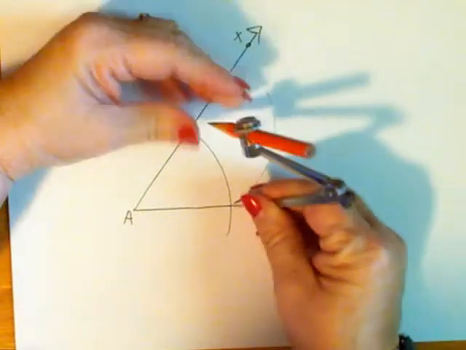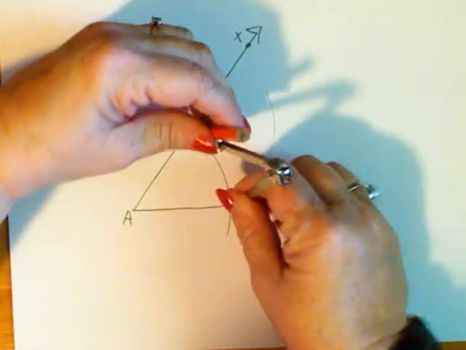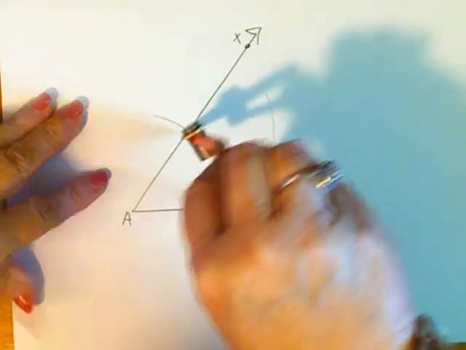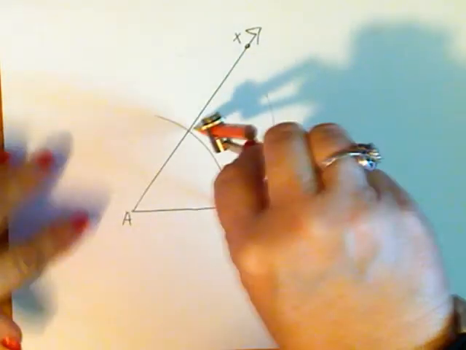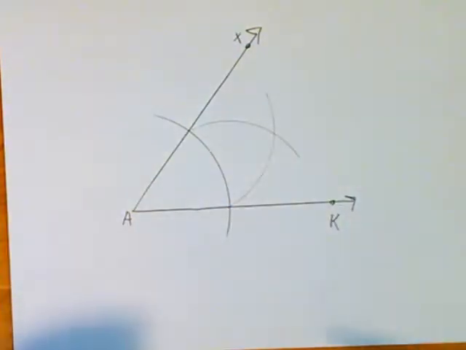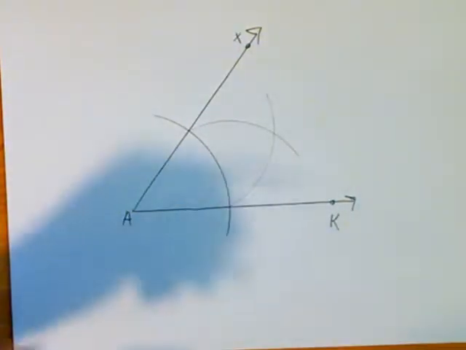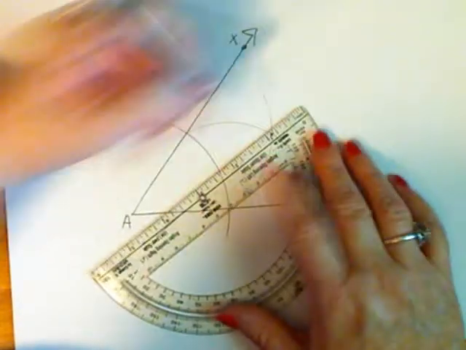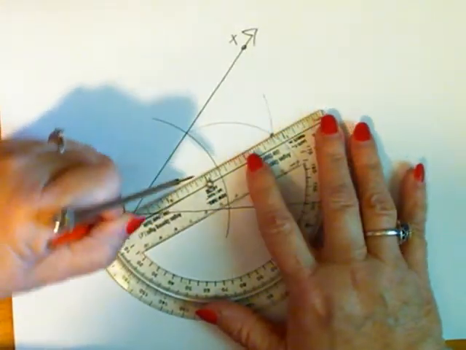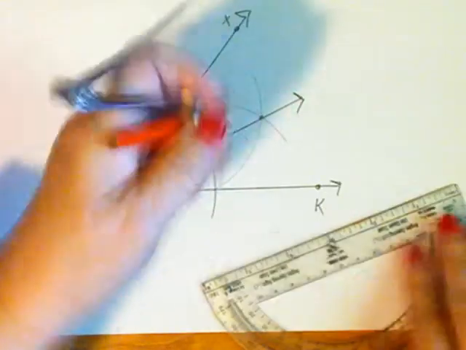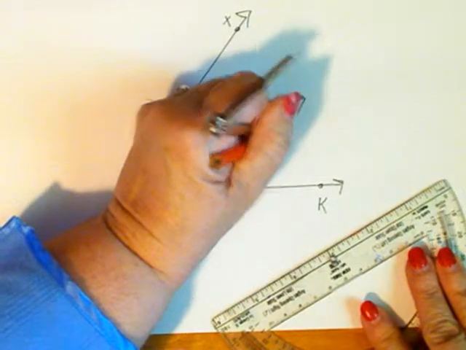Whoops. The more paper, by the way, that you have under your paper, like if you use a notebook, your compass drawings will be more exact if you can actually press it into that point and then swing out. Okay, now the point where those two pieces crossed, I'm going to connect this point to my vertex. Okay, and I'm going to call this point M.